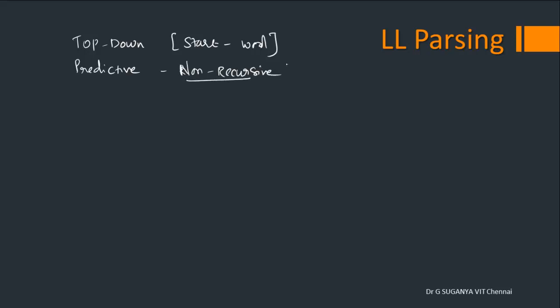Meaning that if there are multiple productions available for a particular non-terminal, this predictive parser will automatically tell you which alternate has to be taken to proceed. We don't need to take the first, and if it doesn't match, go back to the second or third. Rather, the predictive table which we are going to construct will automatically take care of that, and hence it is called a non-recursive predictive parser.